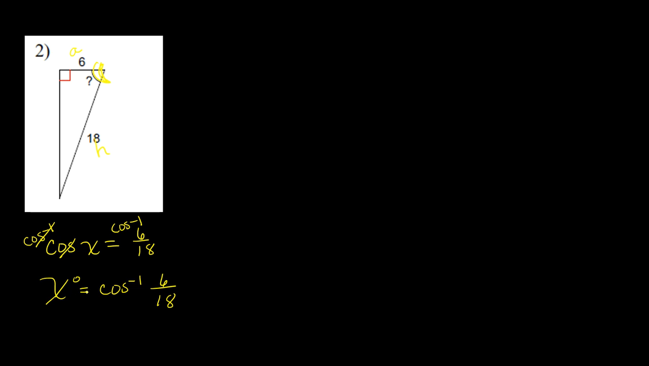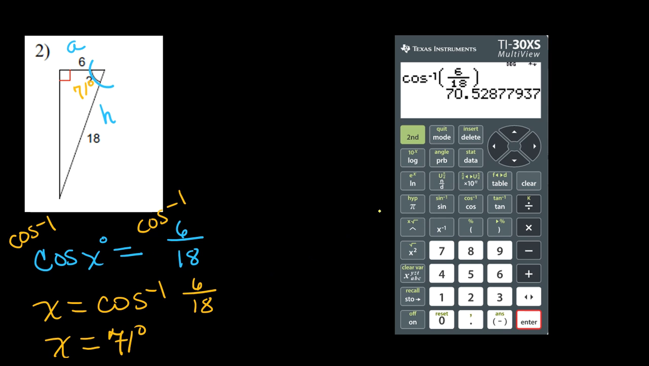Again, in your calculator, use the second function, second cosine, to get the inverse of cosine, and then use n over d to put 6 over 18. And we get something that reads this, and we're going to round to the nearest degree, so that gives us a degree of 71. So that angle measurement is 71 degrees.